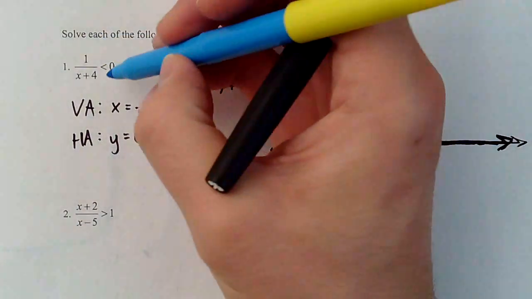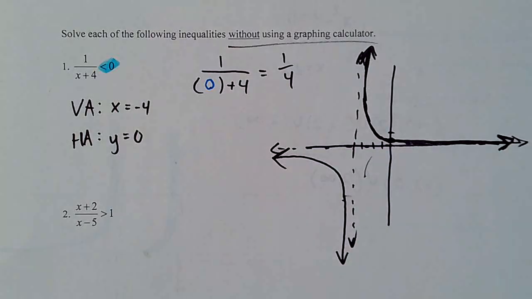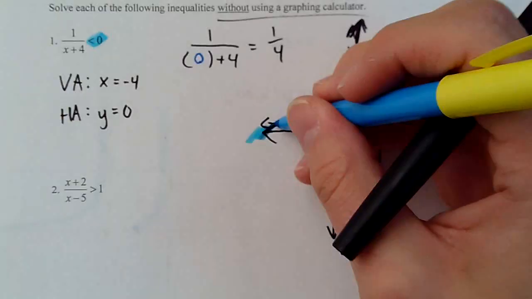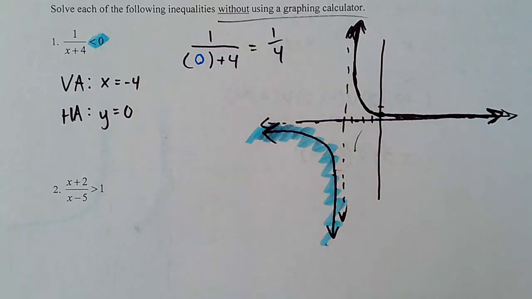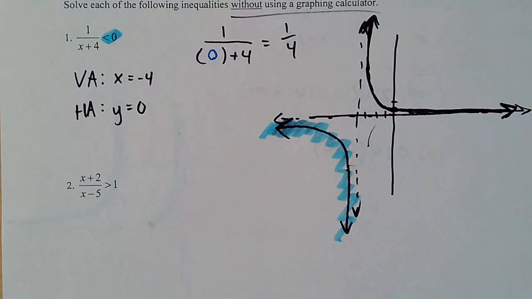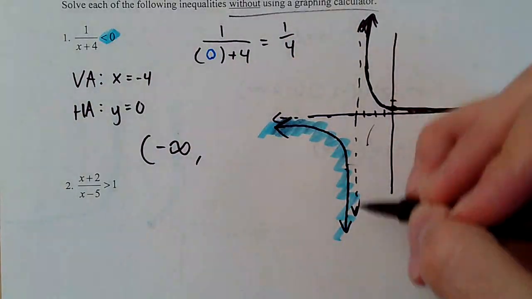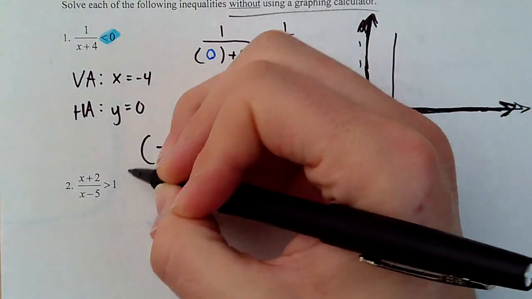Okay, so now that I've got it sketched out, I can answer this question. When are we less than 0? So here's the outputs of the function we've sketched out here. It looks like this whole section over here is below the x-axis, less than 0. So negative infinity up until our asymptote at -4.